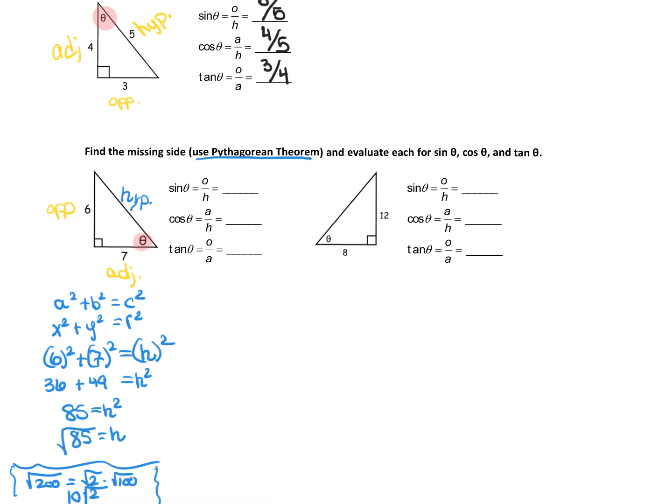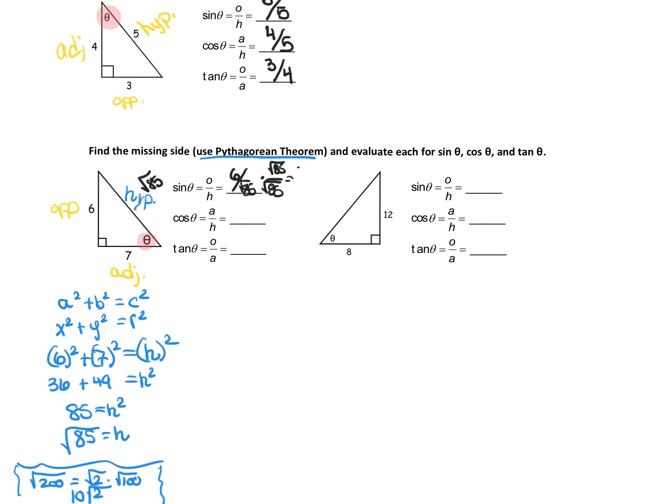So now that I have my hypotenuse, I know that this hypotenuse over here is the square root of 85. And now I can go in and find the missing pieces. So on the first one, opposite is 6, hypotenuse is square root of 85. And we don't leave roots in the bottom. We have to rationalize that. So we multiply by root 85 over root 85. So my final answer is 6 root 85 all over 85.